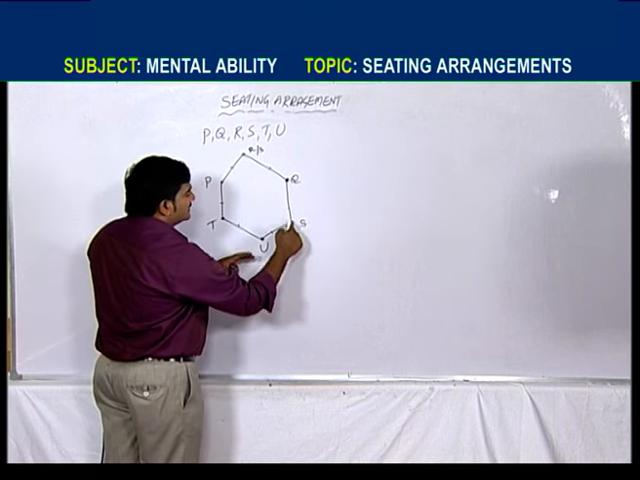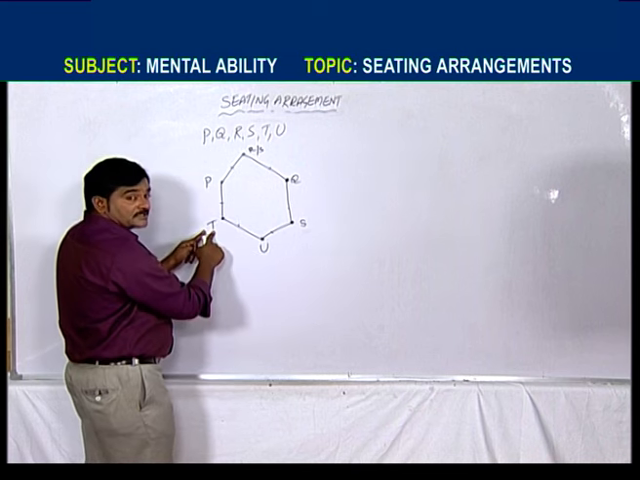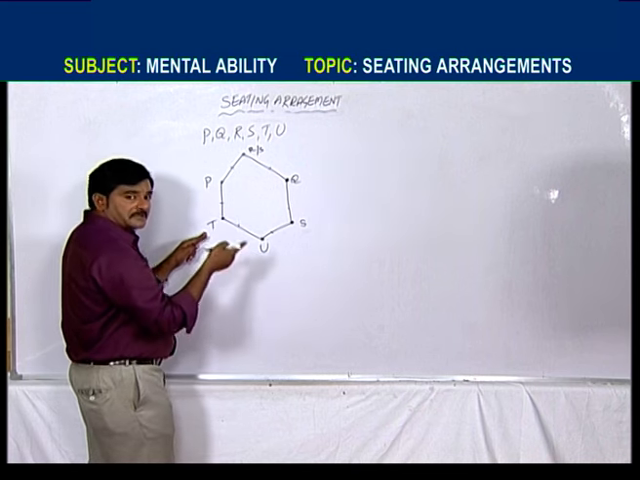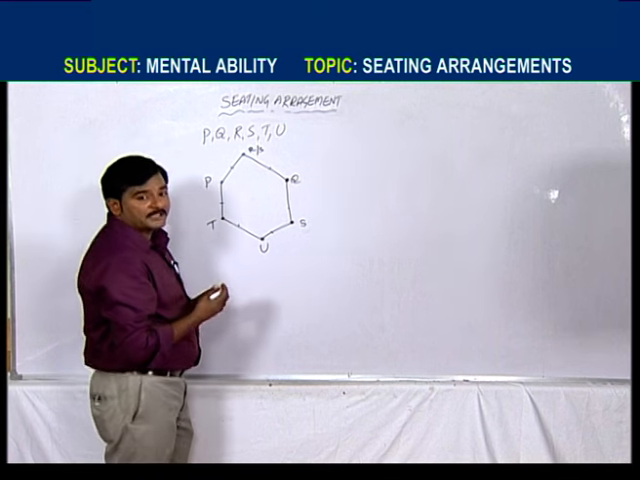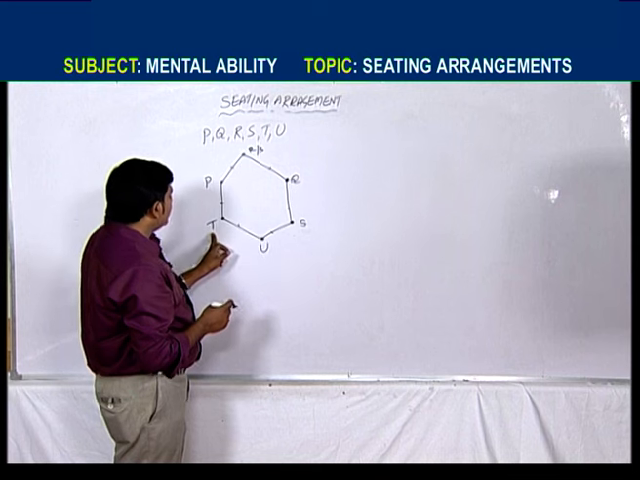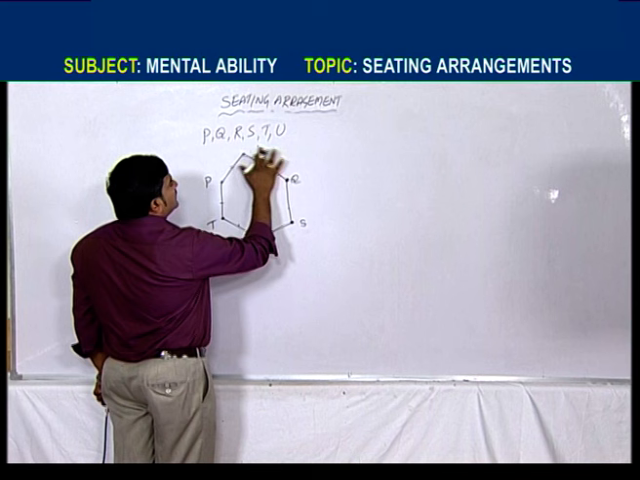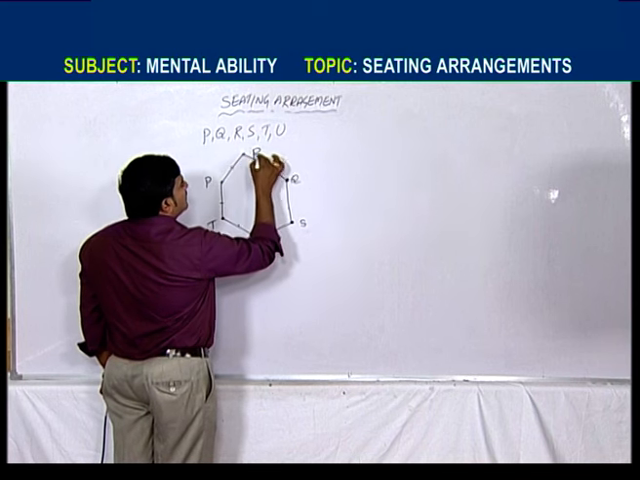See, observe here. S is facing towards center. This is first left to S. This is second left to S. So who is sitting second left to S? T is sitting. It's very clear. Hence, T is second to the left of S. Since S is sitting here, R must sit here.